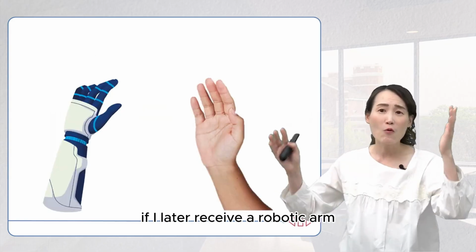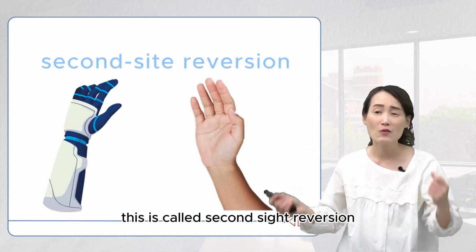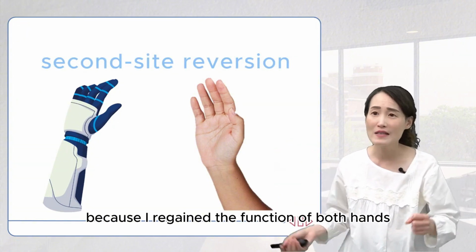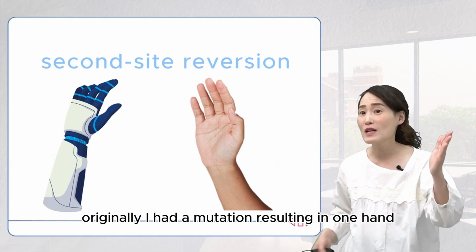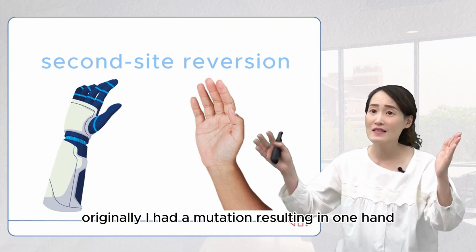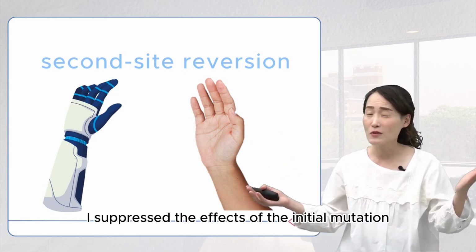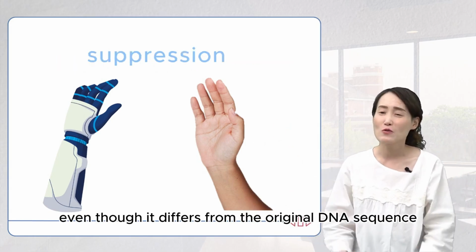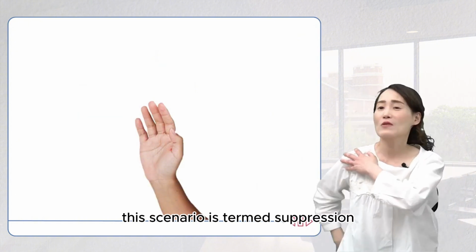The key point is, if I later receive a robotic arm that restores the functionality of two hands, this is called second site reversion, because I regained the function of both hands through a second mutation, suppressing the effects of the first mutation. Originally, I had a mutation resulting in one hand, but by receiving a robotic arm, I suppressed the effects of the initial mutation. Even though it differs from the original DNA sequence, not being my original hand, I now have a robotic arm. This scenario is termed suppression.